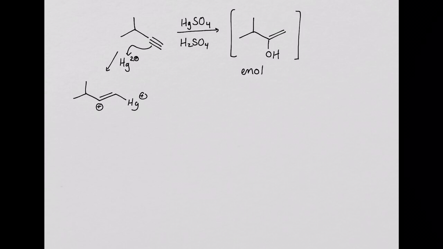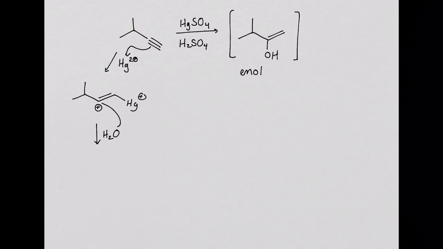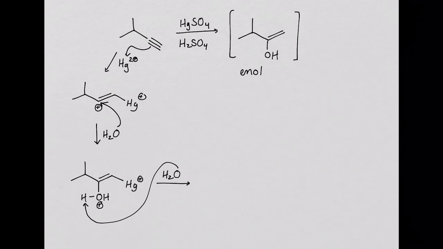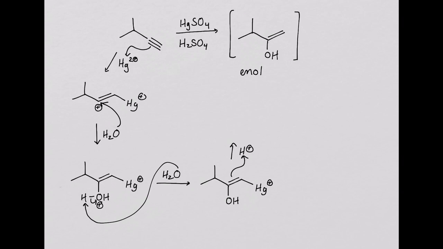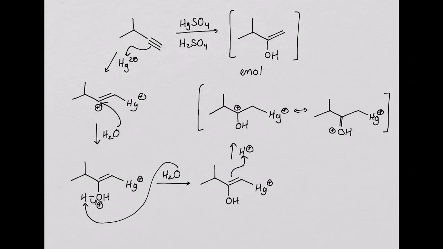Once this mercury carbocation intermediate is formed, water attacks the carbocation. In the next step, water deprotonates to form the alcohol of the enol. Next, the strong acid in solution protonates the alkene. The carbocation that is formed can be resonance stabilized. Mercury then leaves to form the enol.